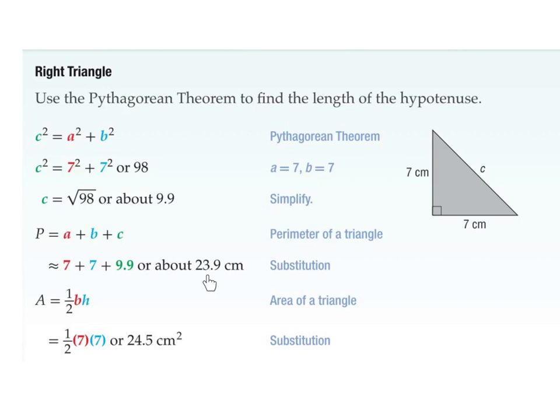So now you find the perimeter. The area, a half base times height. Again, quoting the formula. Because it's a right angled triangle, you can use the two sides that they gave you, which is 7 and 7. Use your calculator if you need to, but 7 times 7 is 49, and a half of 49 will give you 24.5. Simple? Maybe.